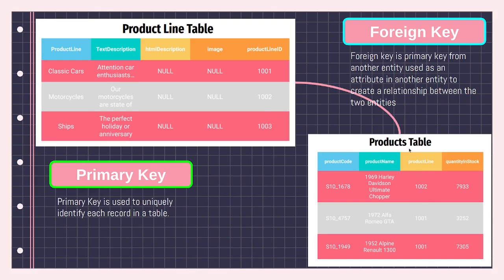So having a relation between a foreign key and a primary key, we can reduce data duplication, because for example, let's say I want to change this, which is a problem that we had earlier on. I want to change classic cars to classic car models, right?